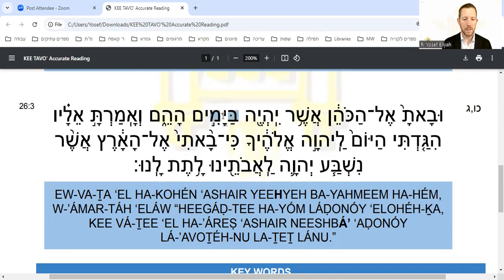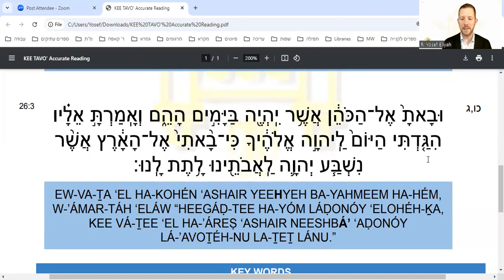Bayamim, geminate the yud. There's a dagesh in the yud. Bayamim, hahem, wa'amarta, elav. In modern Hebrew, this would be elav. In biblical Hebrew, the vav is never a V sound. It is always either a W sound or a U or an O sound. Either W, O, or U. It's either wa, or U. Elo.